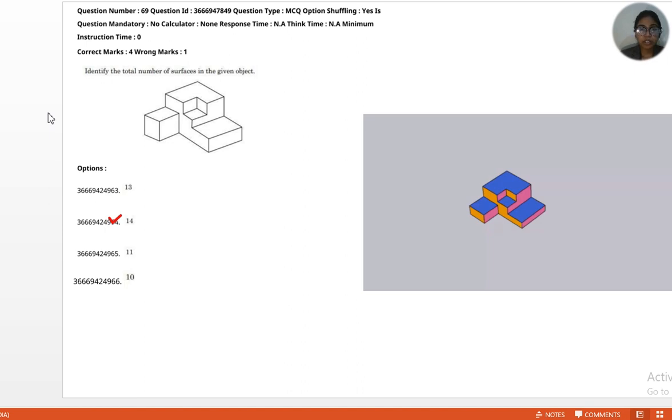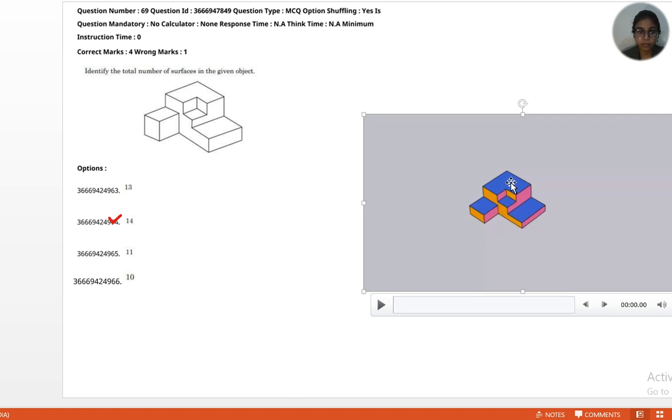Again, you have to count the total number of surfaces. So let's start from the top. See this blue part: 1, 2, 3, 4. Fine. Now we will count the orange one. This one was 1, 2, 3, 4. Okay, 5, 6, 7, 8.